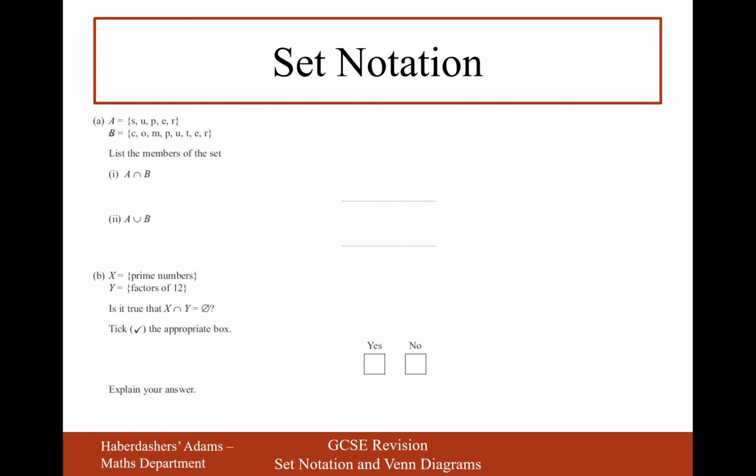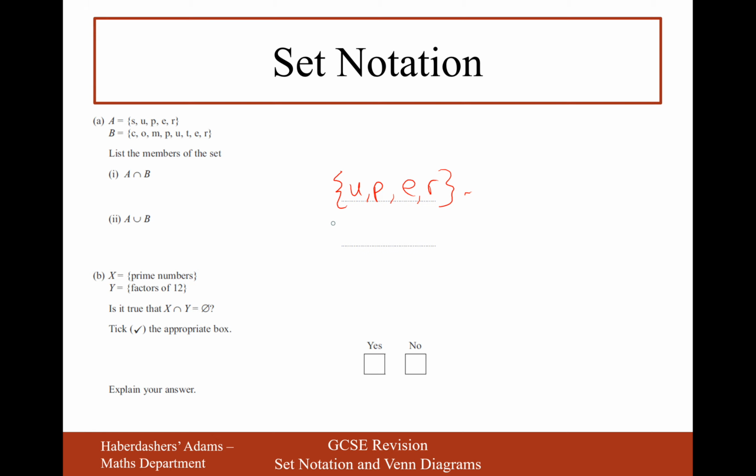Okay, questions. So we have A is super, B is computer. List the members of set A and B. So that's letters that are in both. So S, no. U, yes. P, yes. E, yes. R, yes.